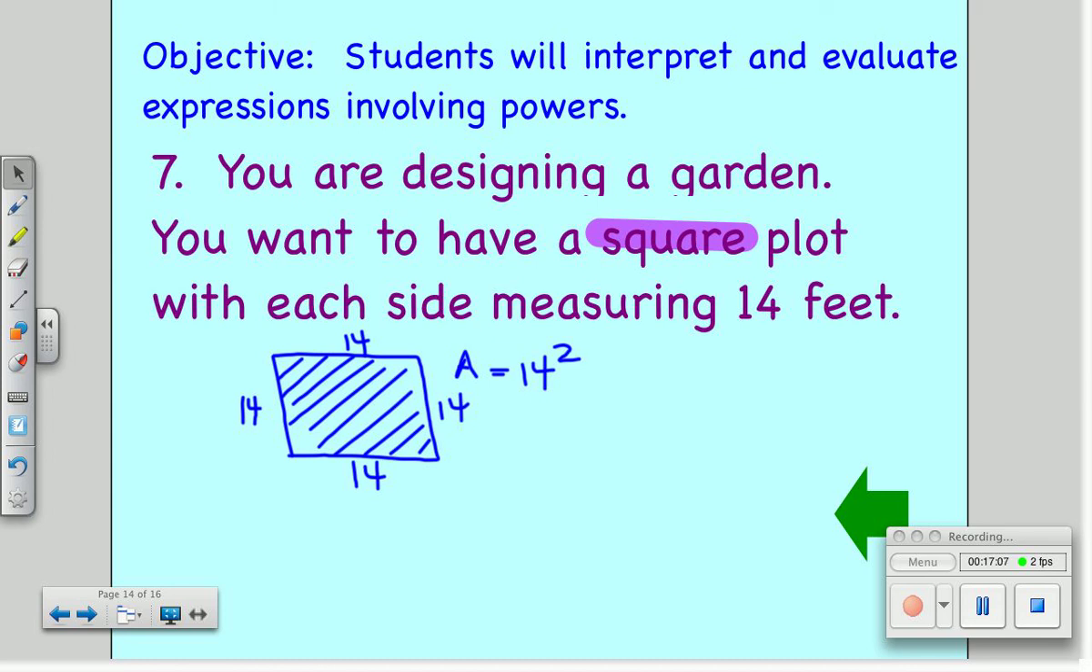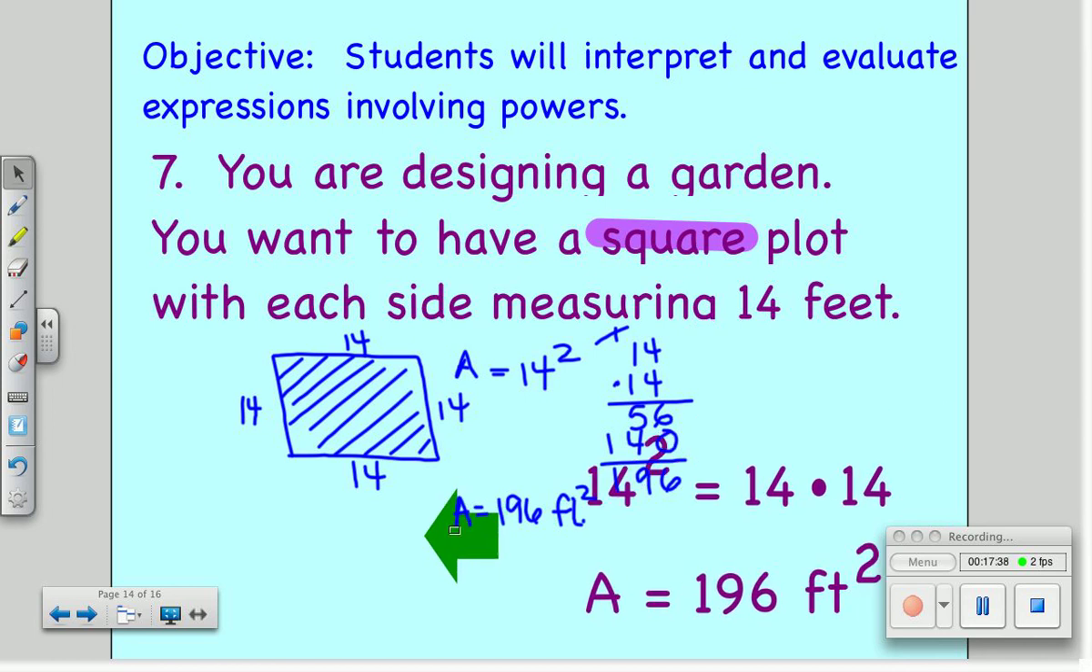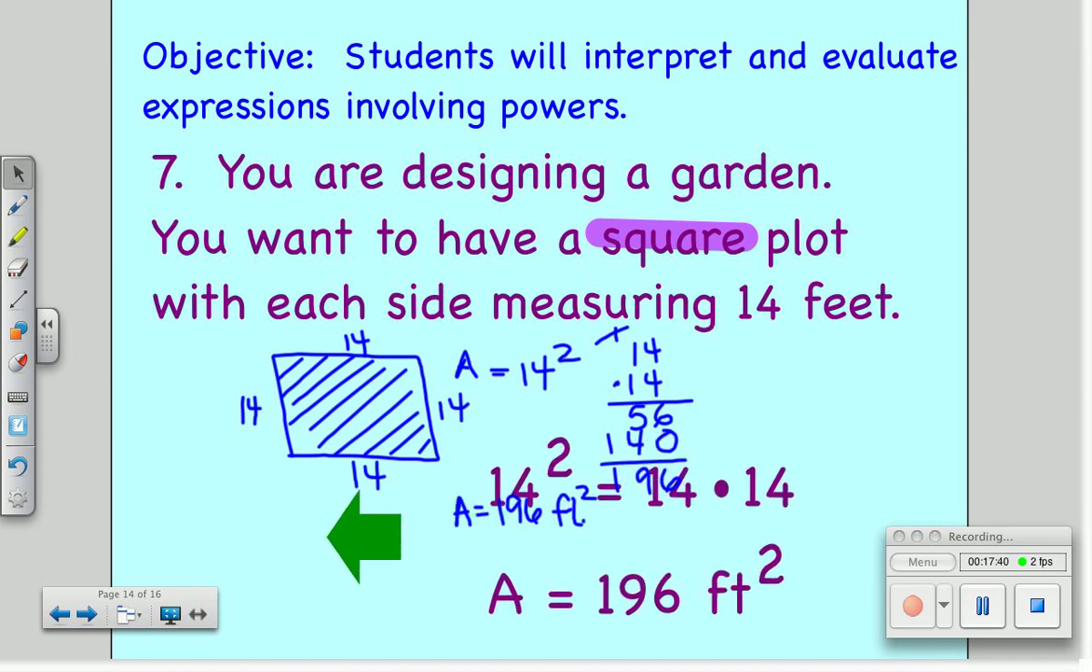To do this, I'm going to multiply 14 times 14. Right? So you get 16, 5, 0, cross it out, 4, 1, add. So area should equal 196 feet squared. And we get 14 squared equals 14 times 14 equals 196 feet squared.